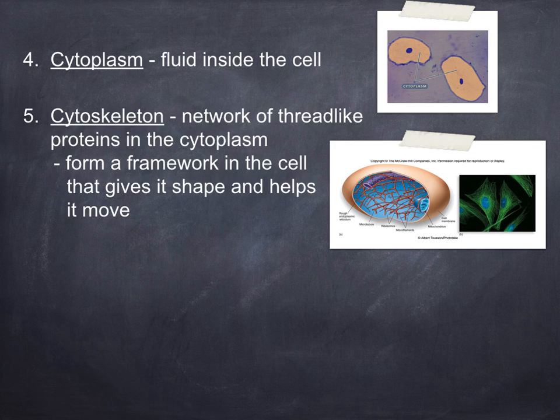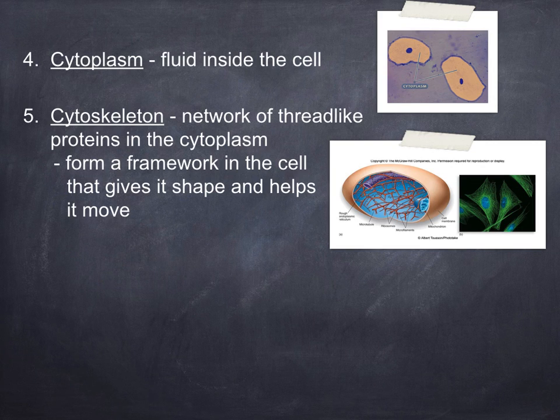The fifth part is the cytoskeleton. And you can see a picture of the cytoskeleton here, and here you can see the green in this picture would be cytoskeleton. The blue is the nucleus, but then the green stuff that you can see here is cytoskeleton. And it's just a network of thread-like proteins in the cytoplasm. So its job is to form a framework in the cell that helps give that cell some shape and then helps it be able to move a little bit too.